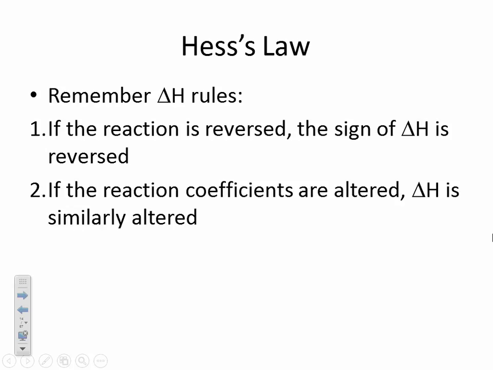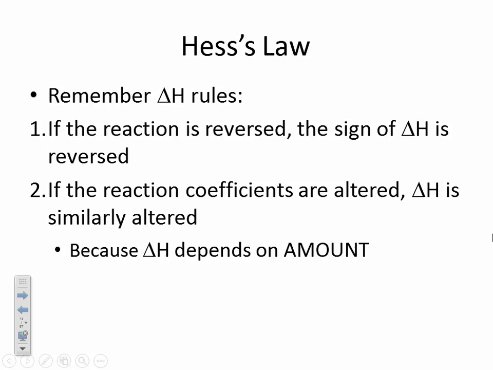Number 2, if your reaction coefficients are altered in some way, the delta H value must be altered in the same way, meaning you take all of your coefficients of your reaction and you multiply all of them by 2, you're doubling your reaction. You must also double your delta H value because delta H depends on amount. Delta H is very much tied to the quantity of stuff that you are reacting. Remember, delta H is directly linked to the molar ratios as written. So if you make those molar ratios twice as big, you're going to make your delta H value twice as big.